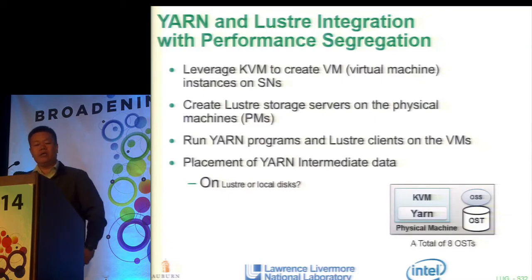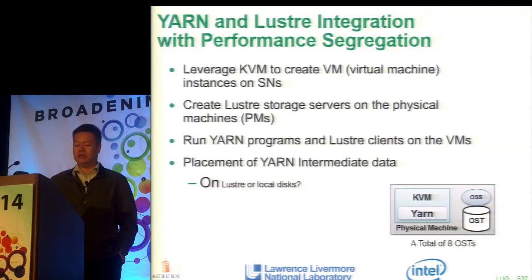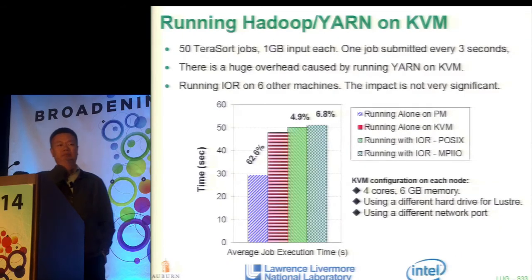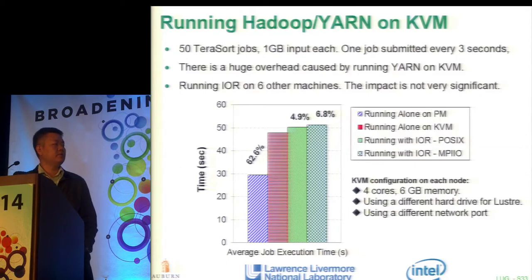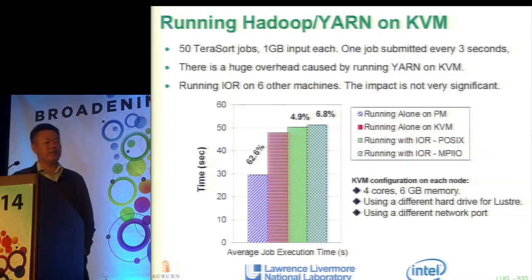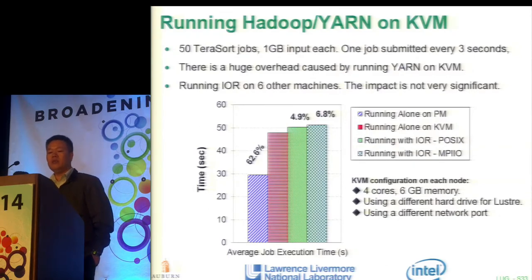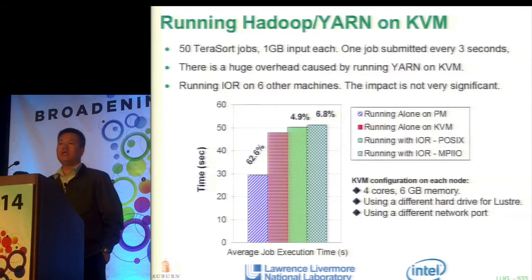And there is an option of where you want to place the YARN intermediate data. We will take a look at that later on. First of all, let's look at the performance of running YARN in a virtual environment versus running YARN on the physical machines. As you can see, looking at the first two bars to your left, there is a 62.6% difference. That's the performance loss caused by using KVM.